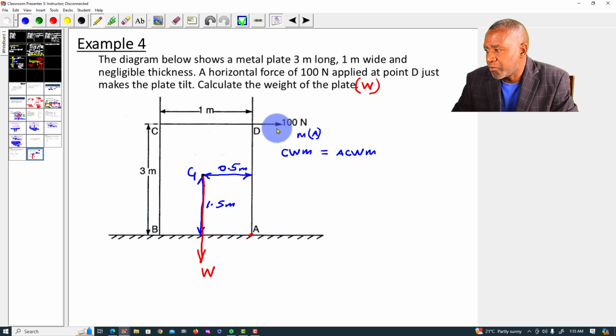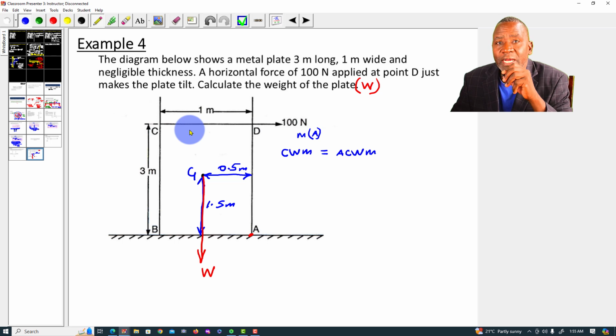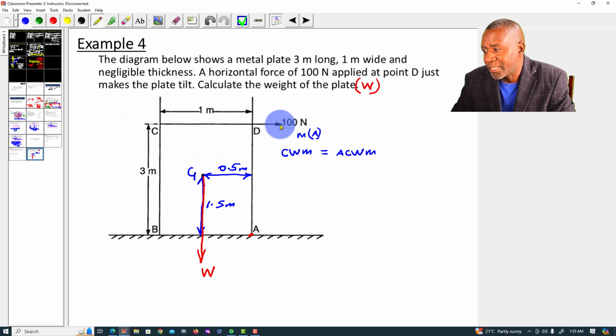This is a 100 Newton force, and you can see the distance which makes 90 degrees with the line of action of the 100 Newton force. You have to identify the forces acting so that you can find the moment due to those forces. So one of the forces acting is this 100 Newton force. And its line of action is this one here. This is the line of action of the 100 Newton force.